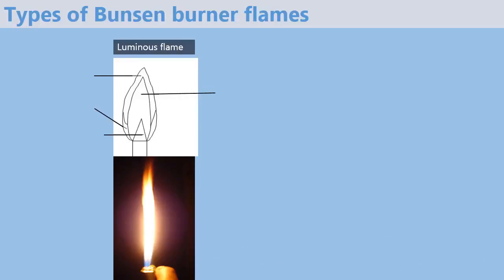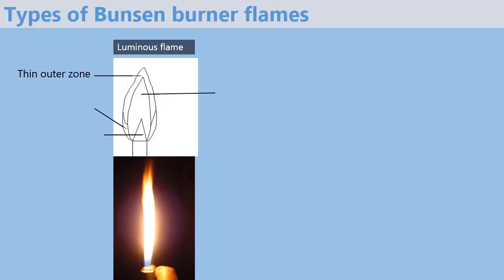No air enters the chimney, and therefore the flame produced is bright yellow, large and wavy. It gives out a lot of light, and therefore it is described as a luminous flame. From the picture you can see that it is really bright. On the diagram you can see it has 4 zones or regions.